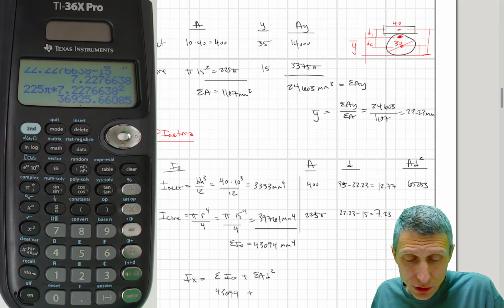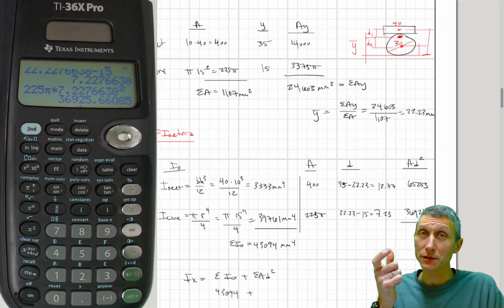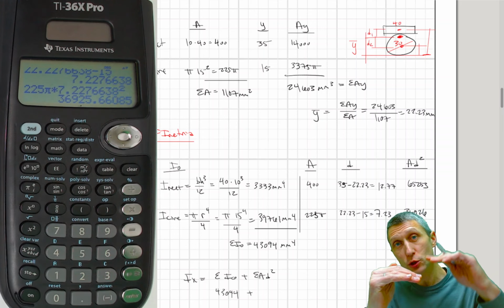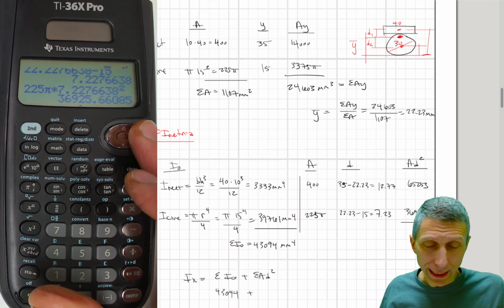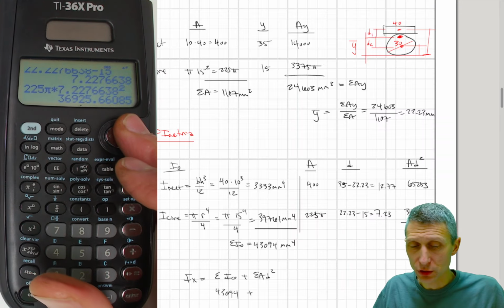36,926. So what you can see here is this 65 is so much bigger than the moment of inertia of the flat plate, right? That D squared term really adds a lot. But what I can do here is add these two together now.